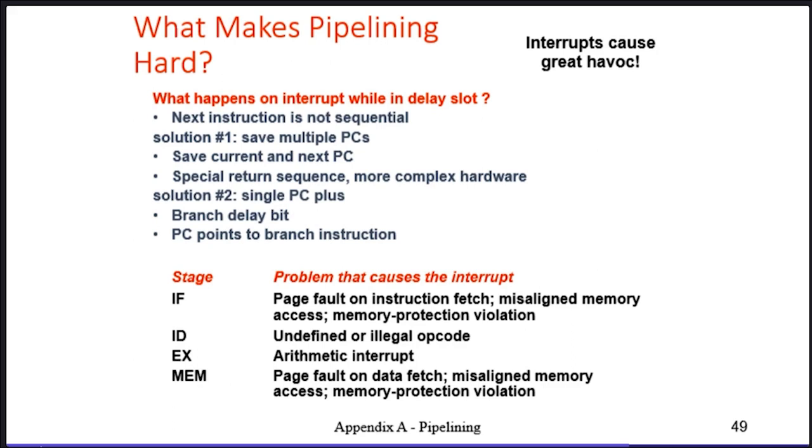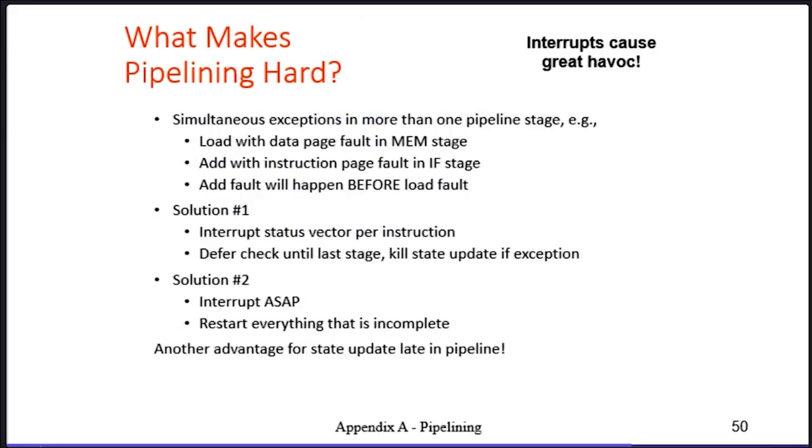Solutions include an interrupt status vector per instruction, deferring the check until the last stage, then killing the stage update if there is an exception and interrupting ASAP, then restarting everything that is incomplete.